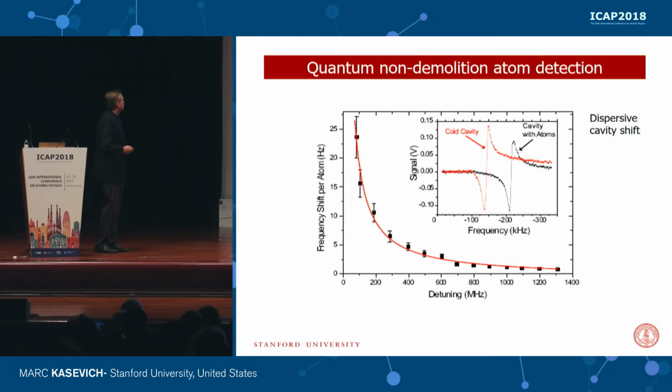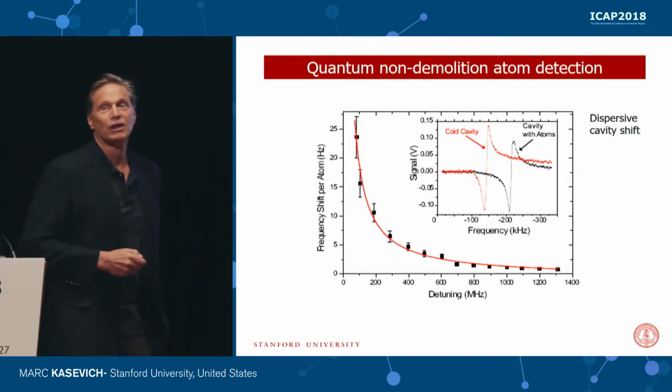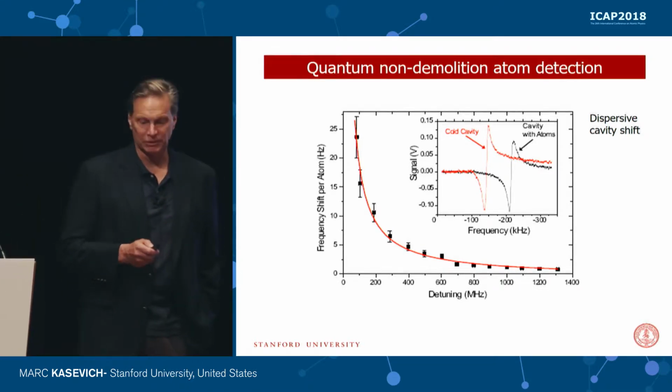Just to drive this point home, the atom is basically something that shifts the resonance frequency of the cavity. This inset shows that for a cold cavity, this is early data, for a cavity without atoms, as I sweep the frequency of the 780 nanometer probe, there's one resonance frequency. If I put atoms into the cavity, then the resonance frequency shifts, and essentially measurement of that shift is the measurement of the number of atoms in the cavity.